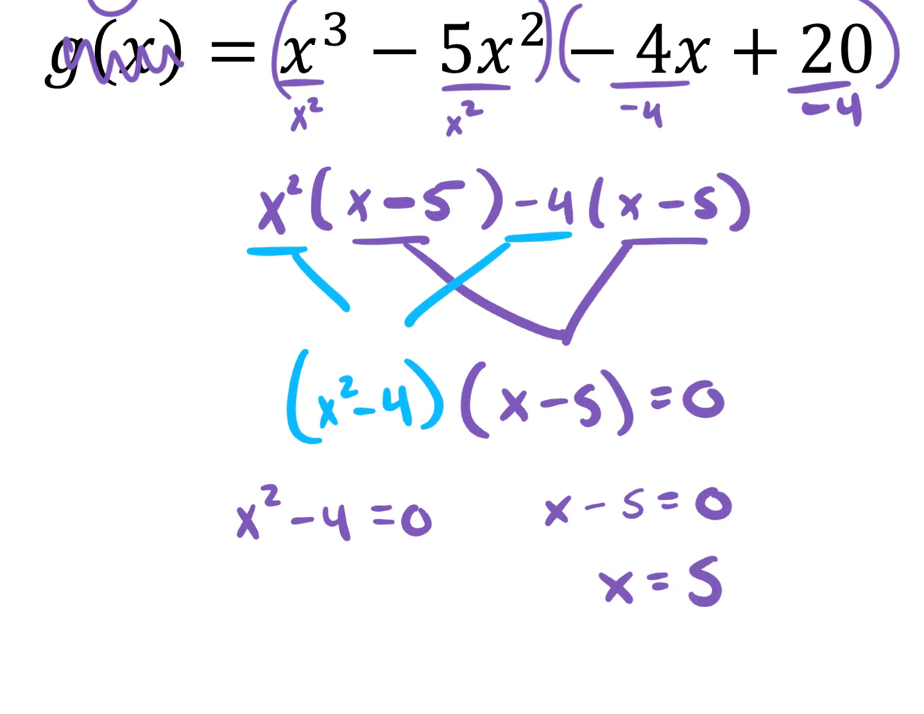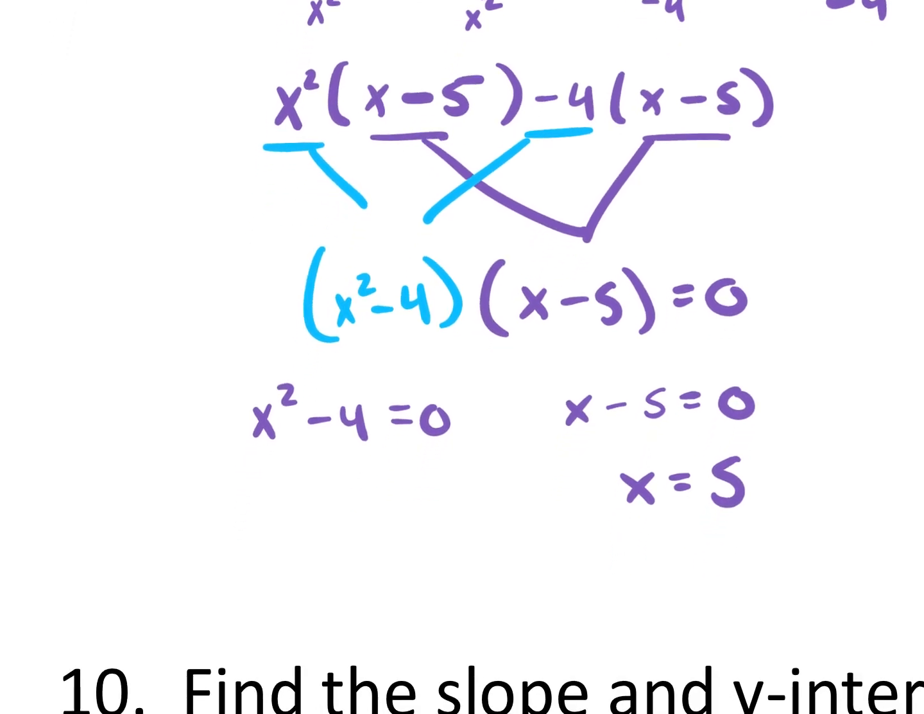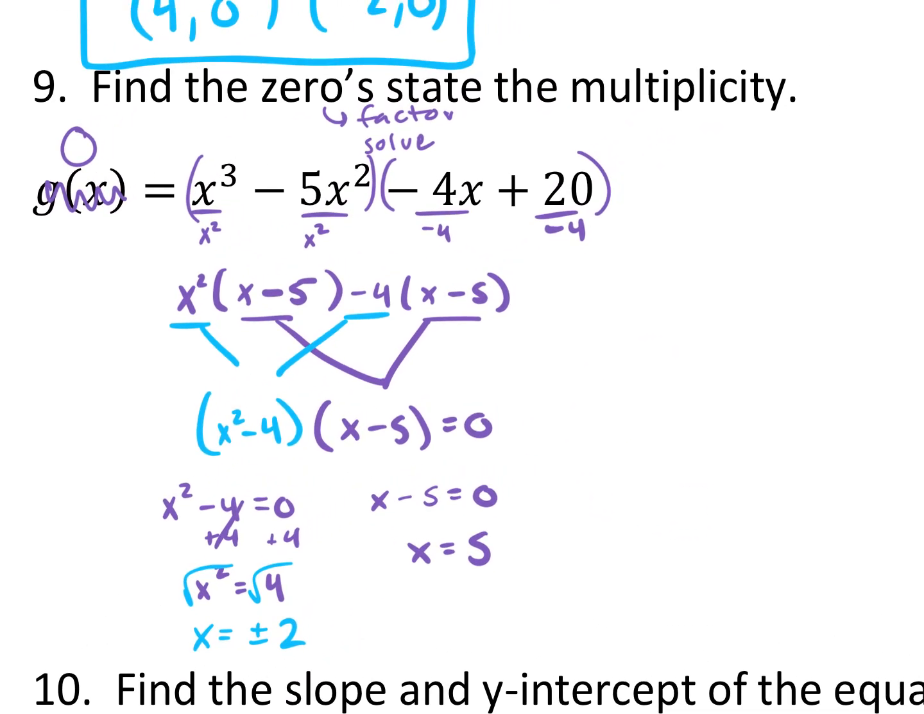So x is equal to 5 for the second one. Add 4 to both sides. X squared is equal to 4. What should I do next? Square root. So what is x equal to? Plus or minus 2. So positive or negative 2. So my zeros would be 2, negative 2, and 5.